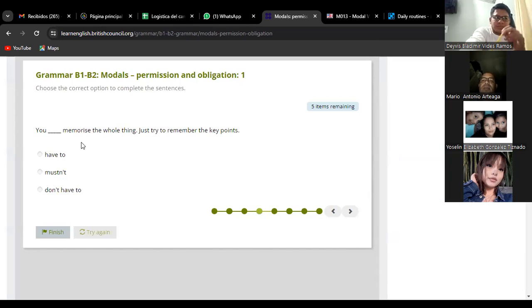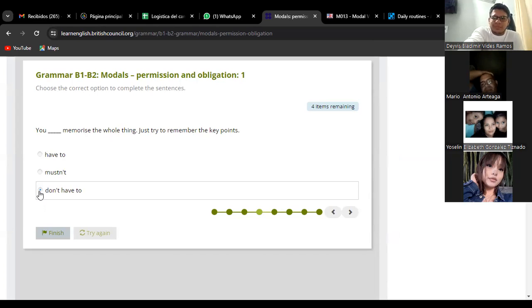Okay, dice memorizar the whole thing, todo, dice. Just try, solamente trata to remember the key points, de recordar los puntos clave. So en este caso is don't have to, it's not necessary to memorize the whole thing.